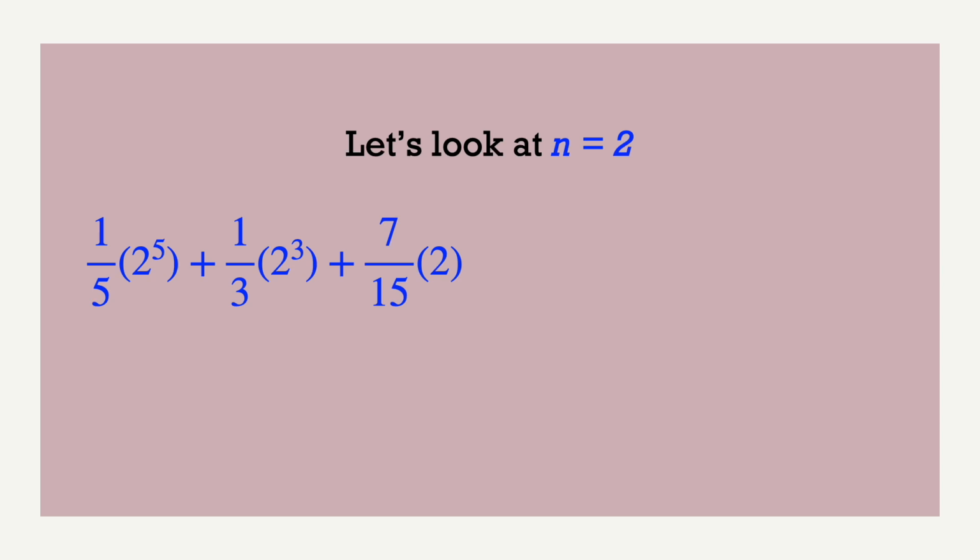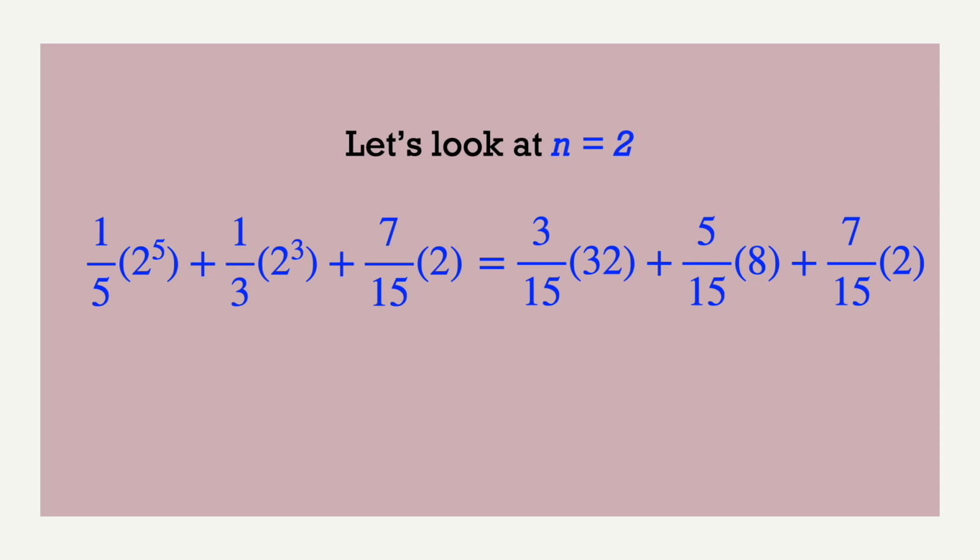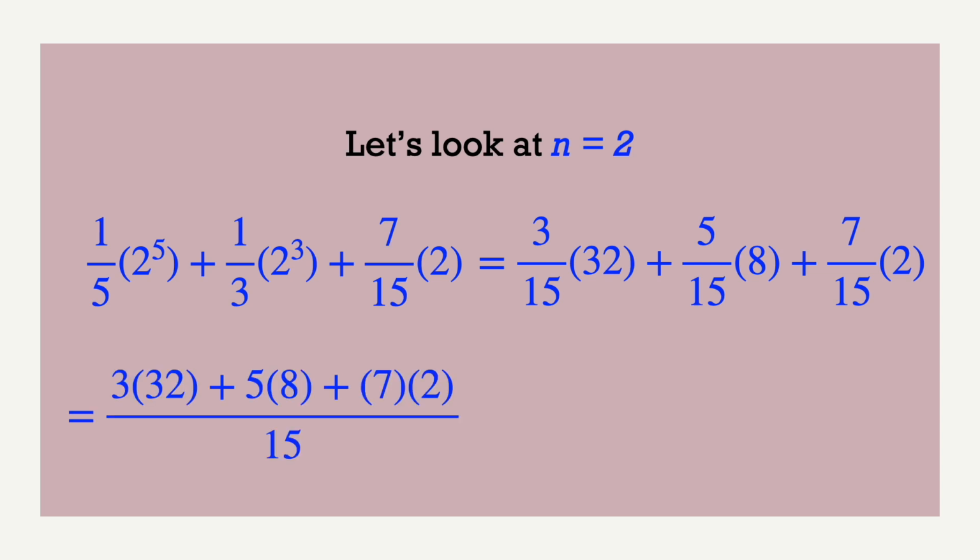Now let's try n equal to 2. Plugging in 2 for n, we get 2 to the 5th, which is 32, 2 cubed, which is 8, and once again writing them over a common denominator. When we combine this into one fraction and do the arithmetic in the numerator, we'll get 150. And of course, 150 divided by 15 is 10. Another integer. What could be going on?